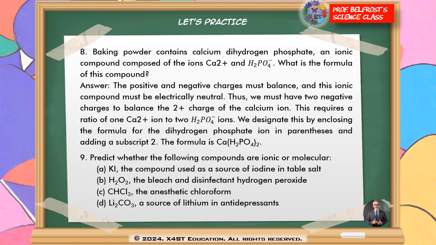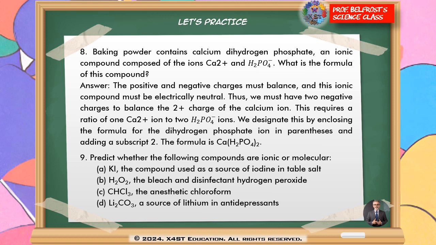Number 8. Baking powder contains calcium dihydrogen phosphate, an ionic compound composed of the ions Ca2+ and H2PO4-. What is the formula of this compound?